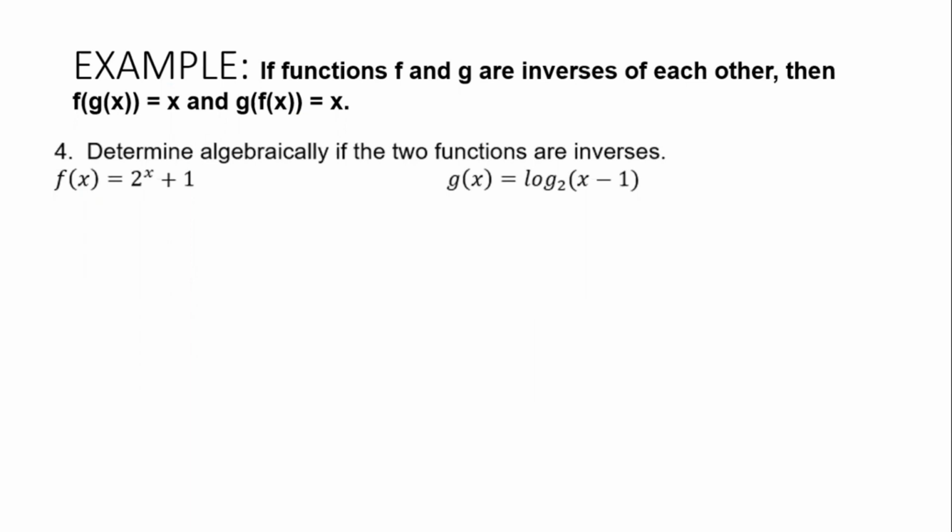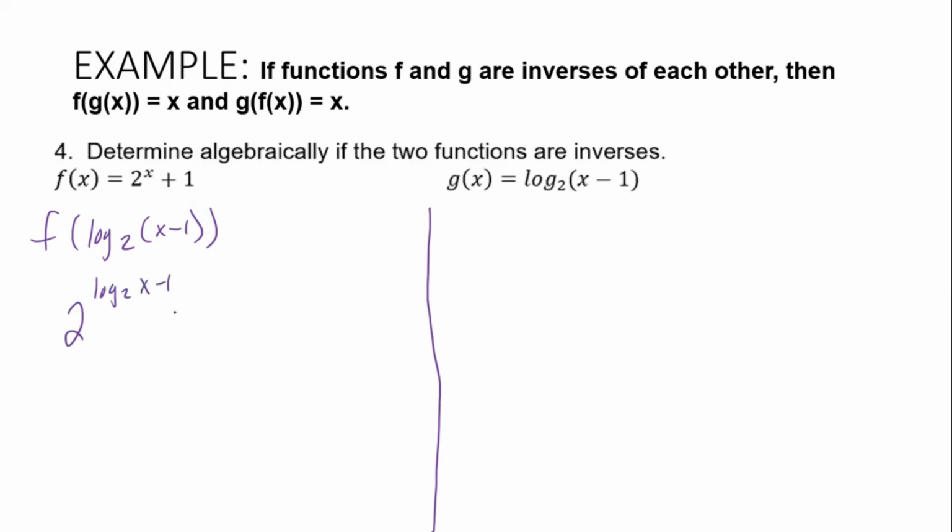And we're going to verify. On this one, we're going to plug g in first. So we have f composed of log base 2 of x minus 1. That means we have 2 to the log base 2 of x minus 1, plus 1. When you have an exponential raised to its log, it cancels itself out. So the same base is going to cancel itself out, and we're left with x minus 1 plus 1.